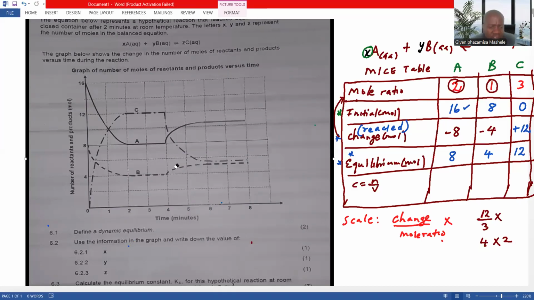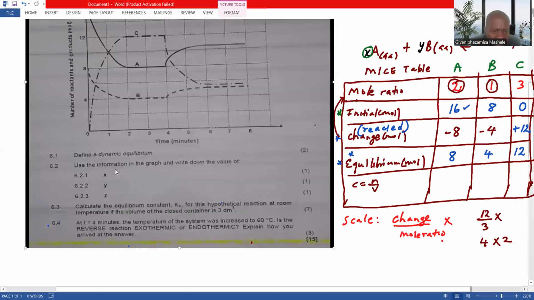The next question says, use the information in the graph and write down the values of X, Y, and Z. By the way, we have our mole ratio, which means we have the values now. The X is 2. The Y is 1. And the Z is 3.